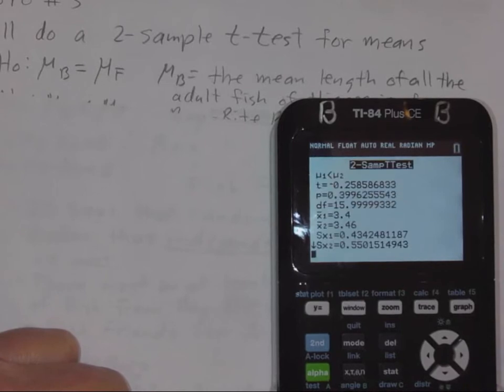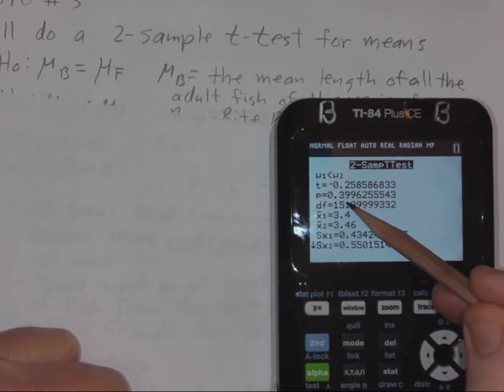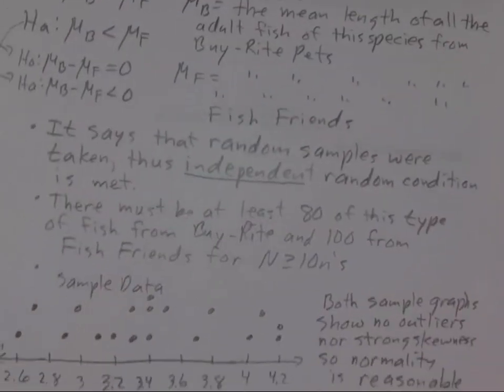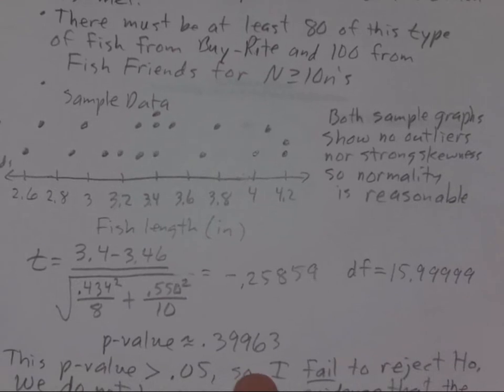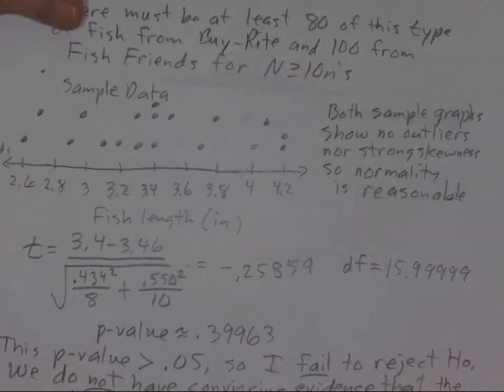Then we go calculate, and there are the 3 numbers we have to write down: our t-test statistic, our p-value, and our degrees of freedom. That is what we have to write down here in our mechanics. So that's our mechanics.